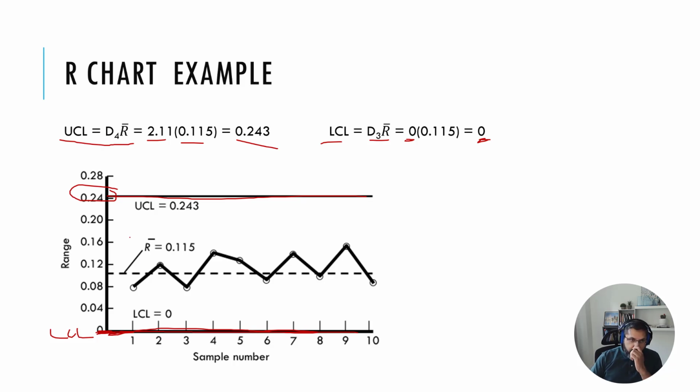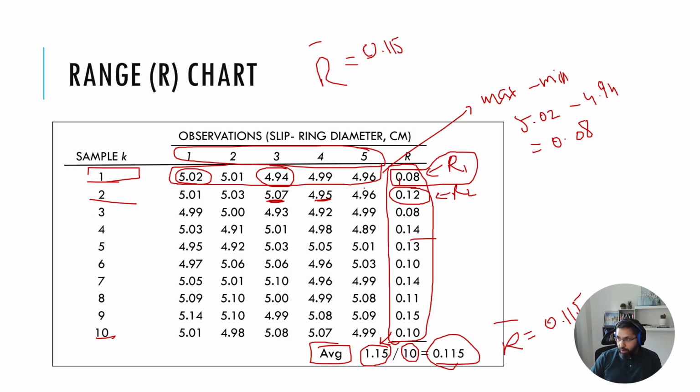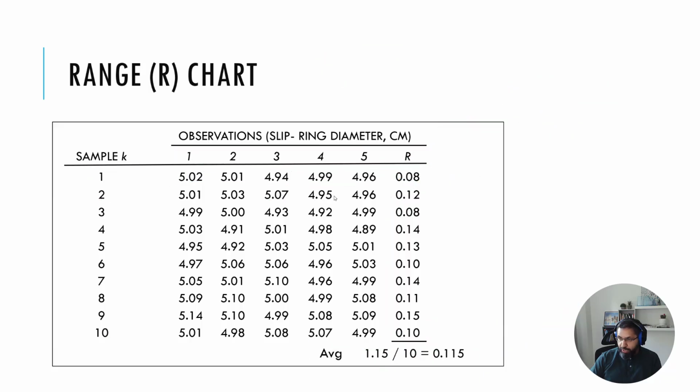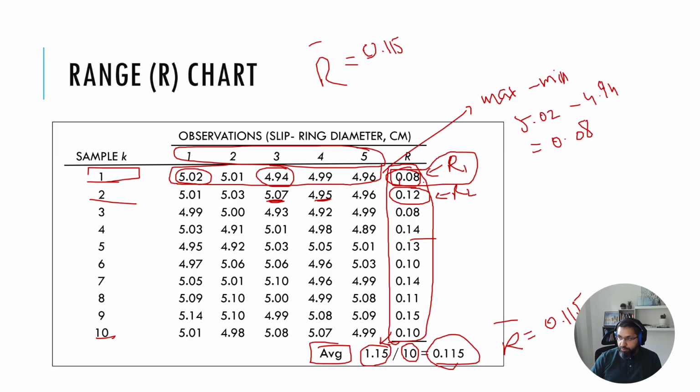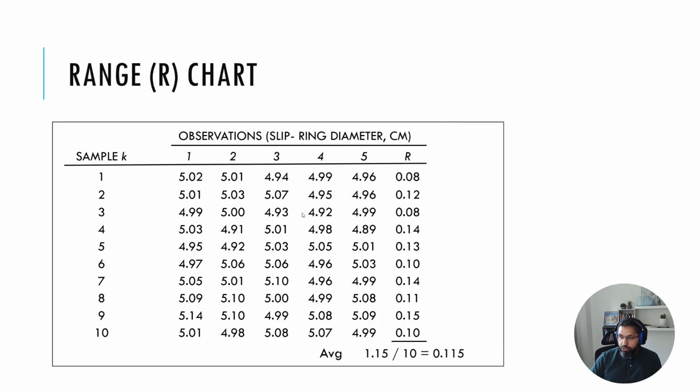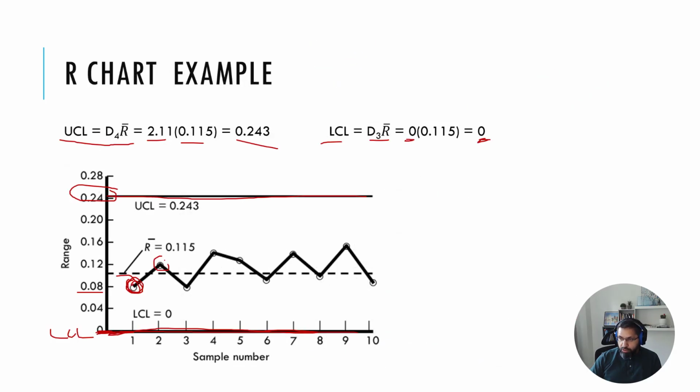And then within the control limits, I'm going to plot my range values. So my R1 was 0.08. Remember, if you go back here, R1, my first range, is 0.08. So my first sample gives me this point. My second sample has a range value of 0.12. So I go to the graph and I plot 0.12.